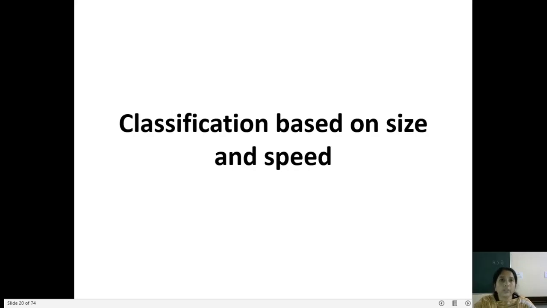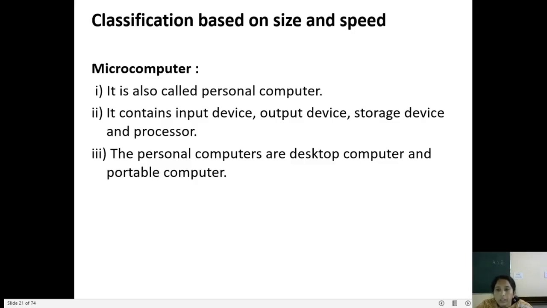And next we will understand the classification based on size and speed. When you come to the classification of a computer based on size, size means the variation of the size as well as the speed of the computer. The first is the microcomputer. When you come to size classification, mini, main, micro, super, like this we will divide.